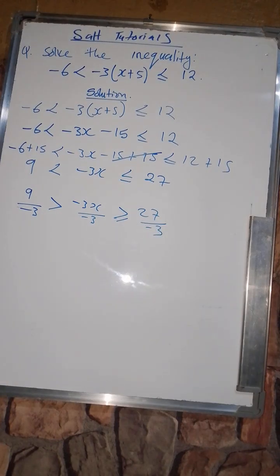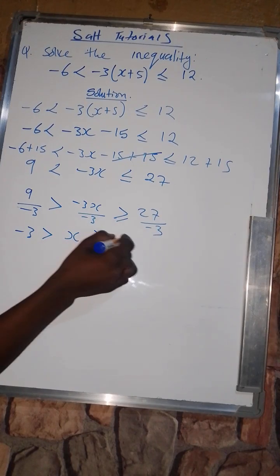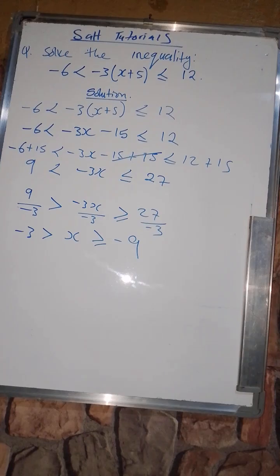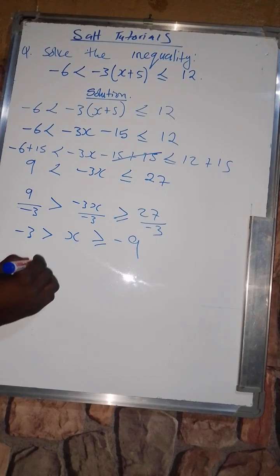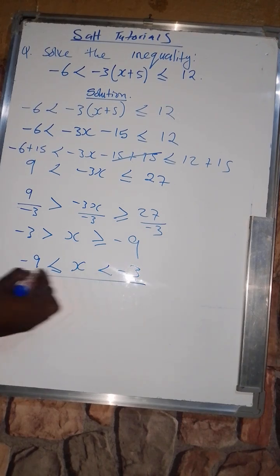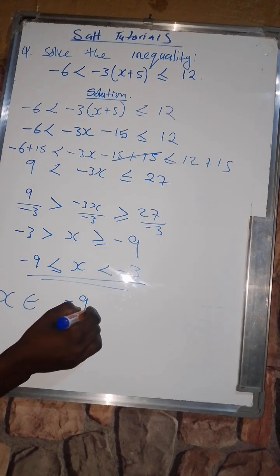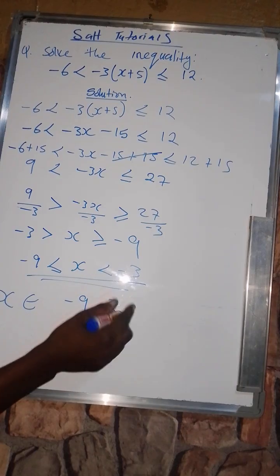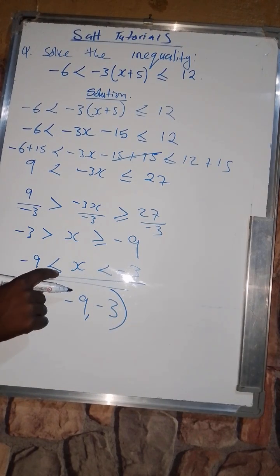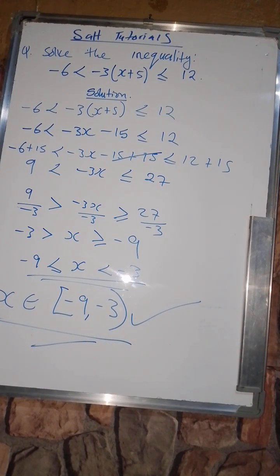So by the end, we're going to have negative 3 is greater than x is greater than or equal to negative 9. That's our solution. Rewrite it in a normal way, starting with the smallest. This means negative 9 is less than or equal to x, and x is less than negative 3. This is your solution. In interval form, you can write it as x is a member of from negative 9 to negative 3. Negative 3 is not included, it's a round bracket. Negative 9 is included, it's a square bracket. This is your solution for the inequality. Very simple and straightforward.